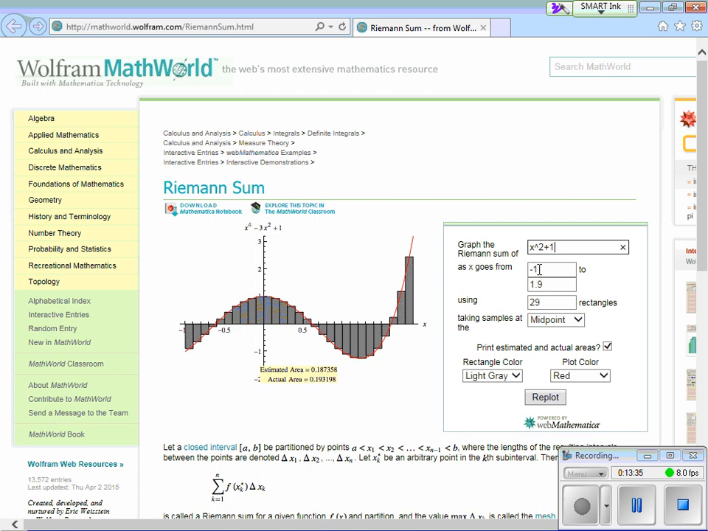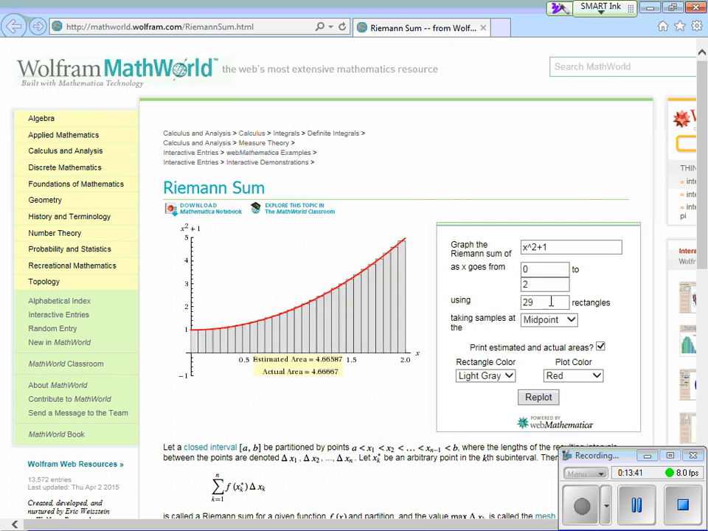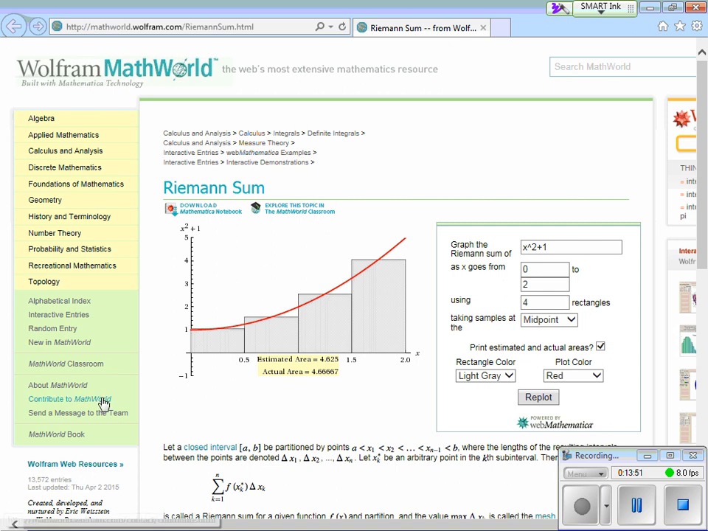As x goes from what to what? 0 to 2. And then how many rectangles did we use? 4. And we're using midpoints. That's going to stay the same here. Now here it says print estimated and actual areas. So the estimated area is what your Riemann sum gives you here, okay? The actual area is if you actually took the integral of it and found it that way. If you want to, you can change the color, that doesn't really matter there. All right, so you can do those things. It's not going to change this, okay?